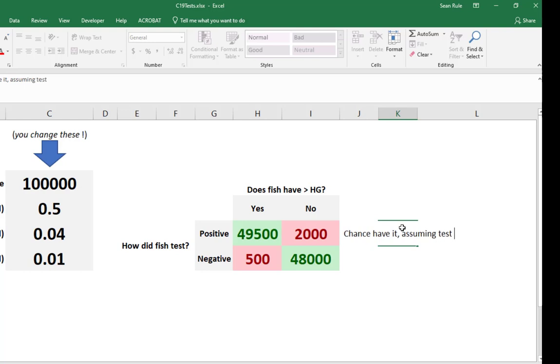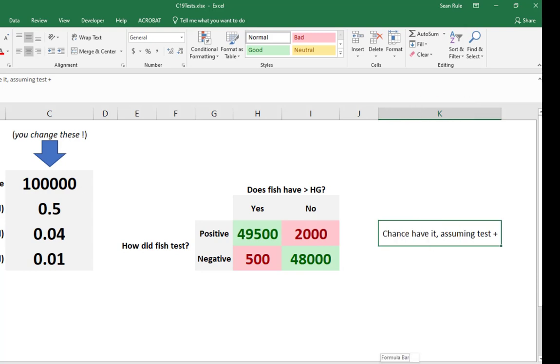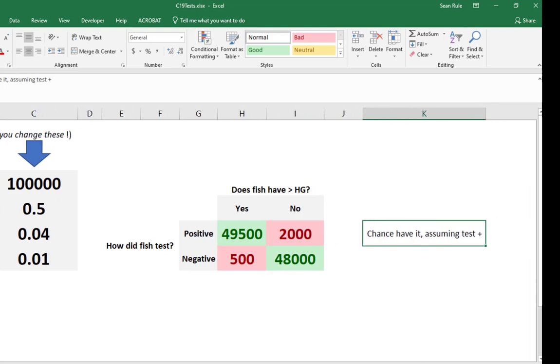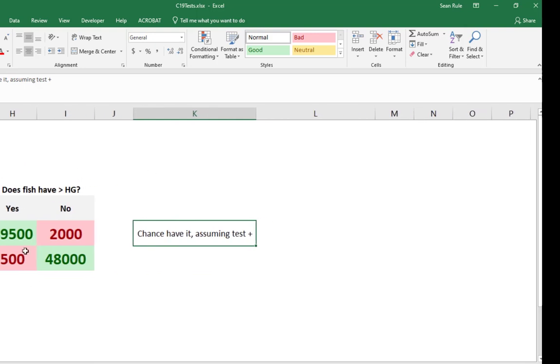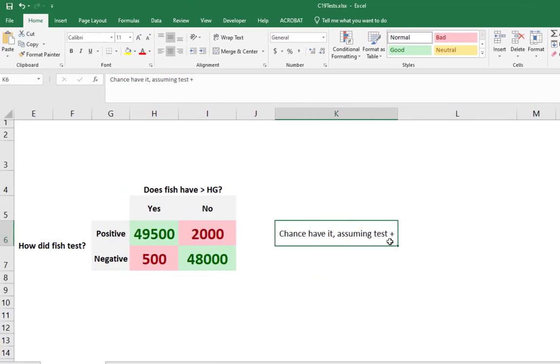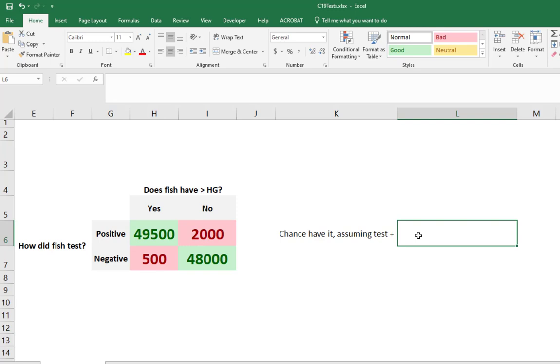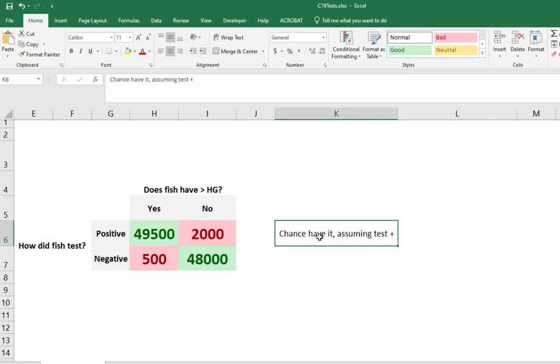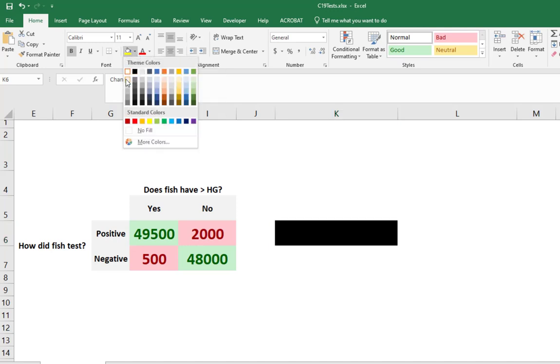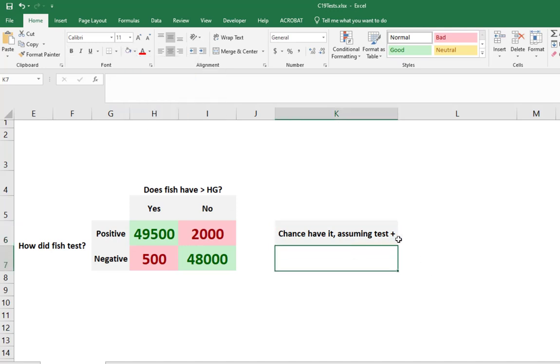assuming you test positive. Now the reason I'm being very vague with that phrase is because we're going to use this for more than just the fish. We're going to also use this for lots of applications here. So I'm trying to make it as generalized as I can, if that's okay. All right. So chance we have it, assuming we test positive.